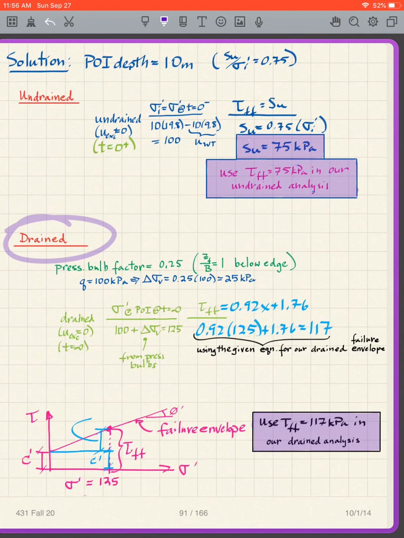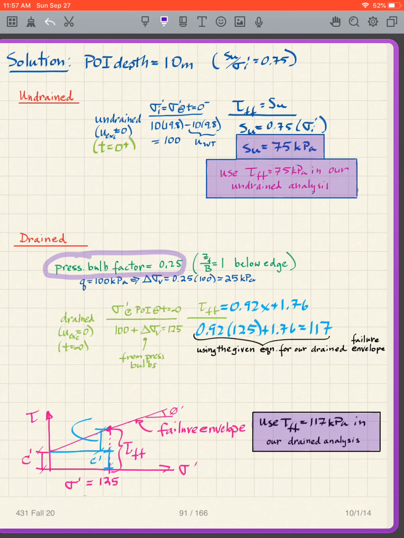For the drained situation, well, then we're going to look at how the building is going to change our effective stress. So we are going to look at our pressure bulbs.